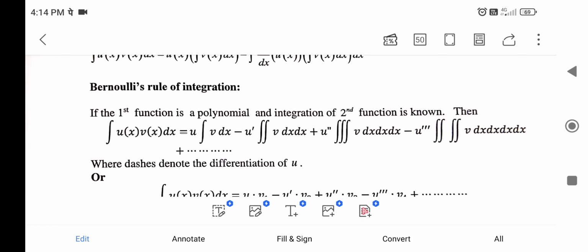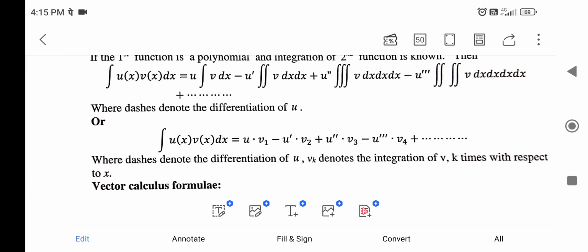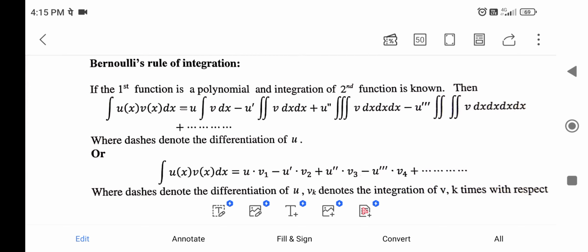And next is Bernoulli's rule of integration. The first function is a polynomial, like x raised to cube, x raised to square, and its integration is done. The first differentiation is with only the first integration, then double differentiation with double integration, triple differentiation with triple integration. All these differentiations and integrations are involved.